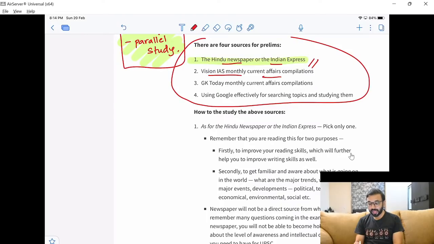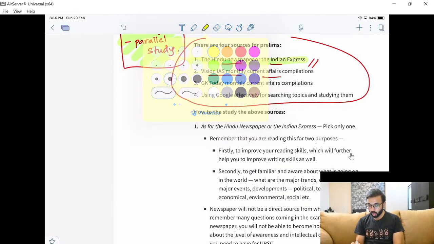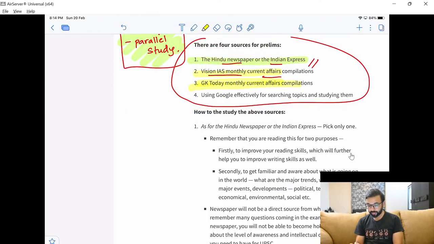The second thing is Vision IAS Monthly Magazine and GK Today Monthly Current Affairs. Personally, I used two monthly current affairs. One was Vision and one was GK Today. The reason I use these two is because Vision I feel is more comprehensive from a mains perspective. I will show you today Vision's magazine. You will see it is more mains perspective type of a magazine. And GK Today is more focused on facts, factoids. It is more focused on information as such. So that's why I used to like to study both of them so that my comprehensive preparation was there.